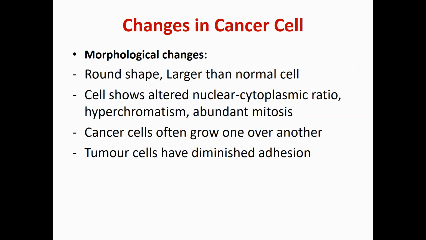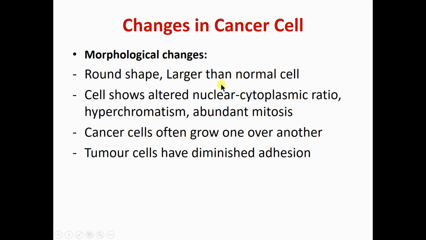Now, what changes occur in the cancer cell, how does it look different, and what morphological and biochemical changes are seen in the cancer cell? So what are the morphological changes in size and shape of the cancer cell compared with the normal cell? The cancer cell becomes completely round in shape, and usually it is larger than the normal cell because the cell shows an altered nuclear-cytoplasmic ratio.